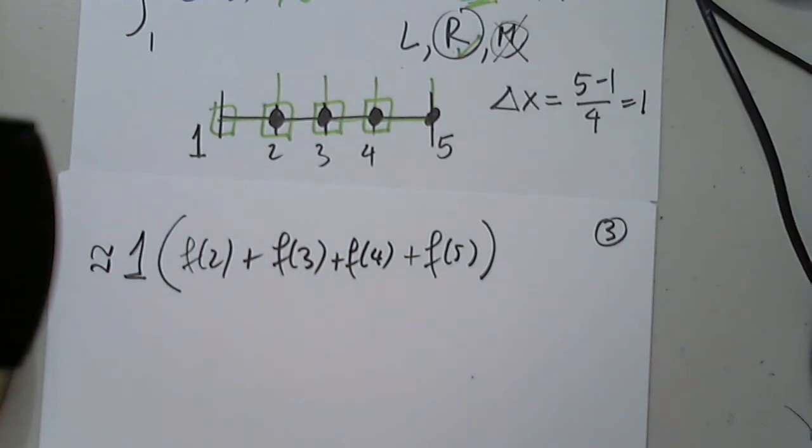Clear everything you have in there. And put in 2, 3, 4, 5. These are the x values. And then careful now. This is very important. Since delta x is 1, I'm not going to need it.